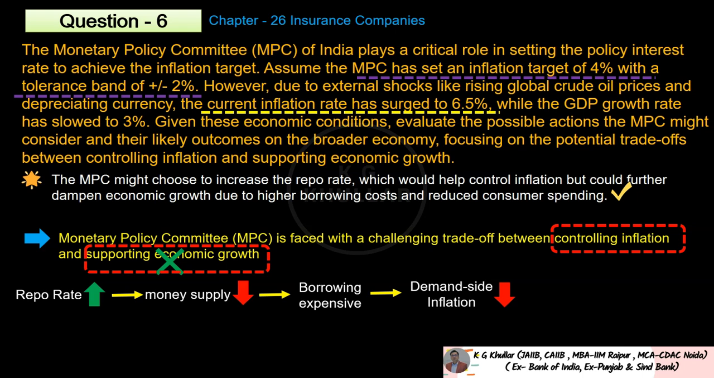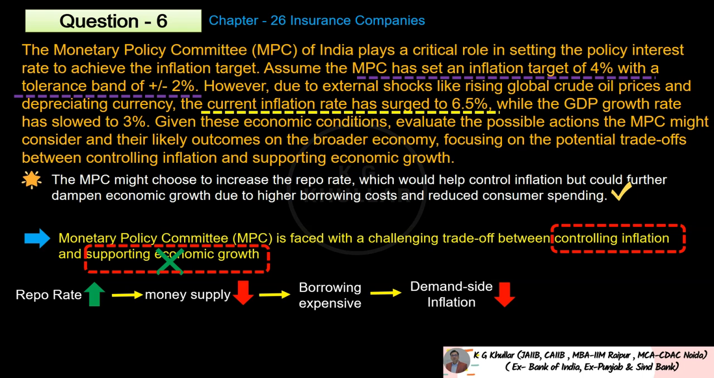But MPC's stance is based on the understanding that unchecked inflation can erode purchasing power, destabilize financial markets, and hurt long-term economic prospects. Thus, the MPC's decision to raise the repo rate reflects a prioritization of macroeconomic stability through inflation control, even at the cost of temporary economic slowdown. So friends, I hope the explanation is clear to you.